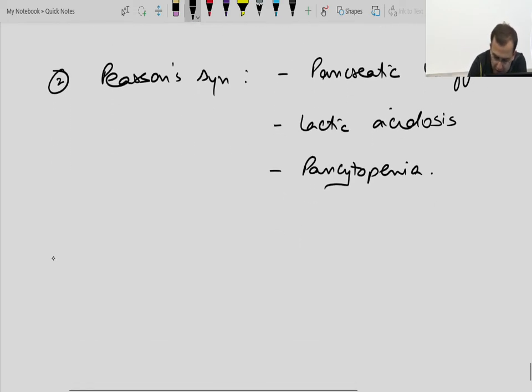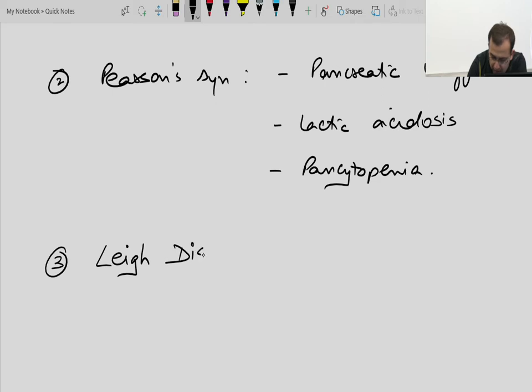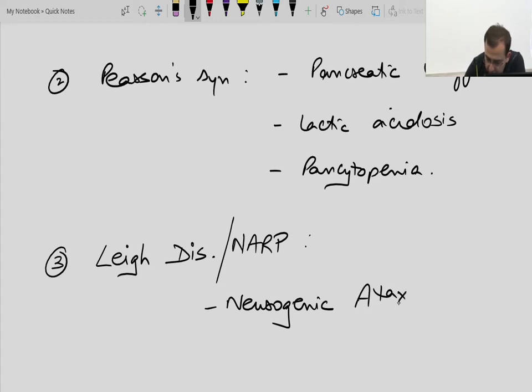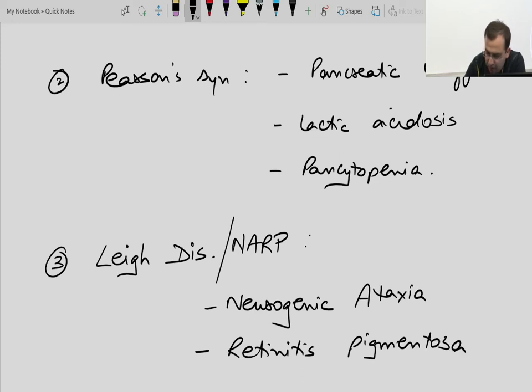Next, the next disease associated with mitochondrial inheritance is Leigh disease or NARP. NARP stands for neurogenic ataxia and retinitis pigmentosa. Neurogenic ataxia, retinitis pigmentosa: Leigh disease or NARP.